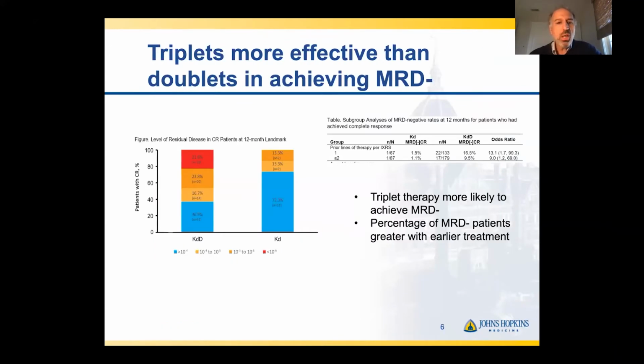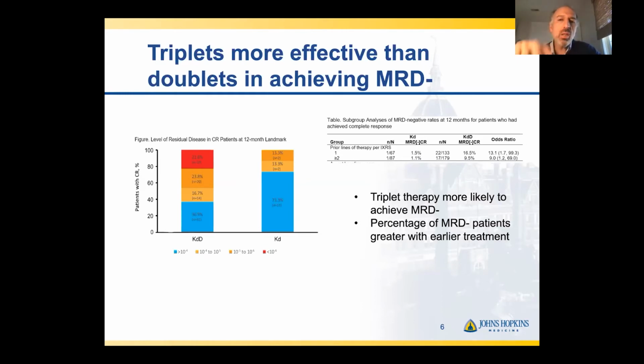This is another study that addresses this question, and now really looking at the second generation, if you wish, a triplet compared to a doublet. And as you can see here, and this is in the relapse setting, with a triplet, there is a higher percentage of patients that are getting a stringent CR and in fact MRD negativity, and this was true as patients were given this triplet earlier on in therapy.